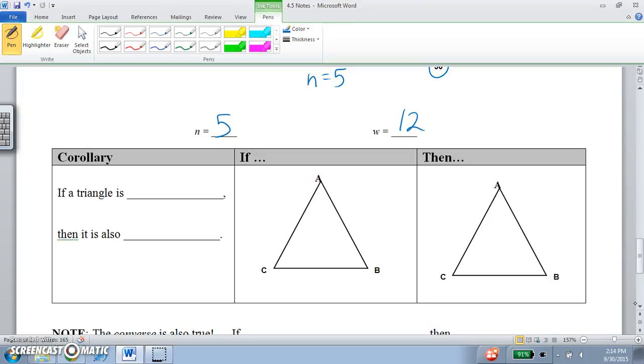Okay, a corollary. So a corollary is just an addition to a theorem. So the corollary comes from the isosceles triangle theorem that we just talked about. So if a triangle is equilateral, an equilateral triangle is kind of like a special isosceles triangle. So an equilateral triangle is an isosceles triangle where the third side is also congruent to the other two sides. So if it's equilateral, then we also call it equiangular. So that means if all three of these sides are congruent, then all three of these angles are congruent to each other.